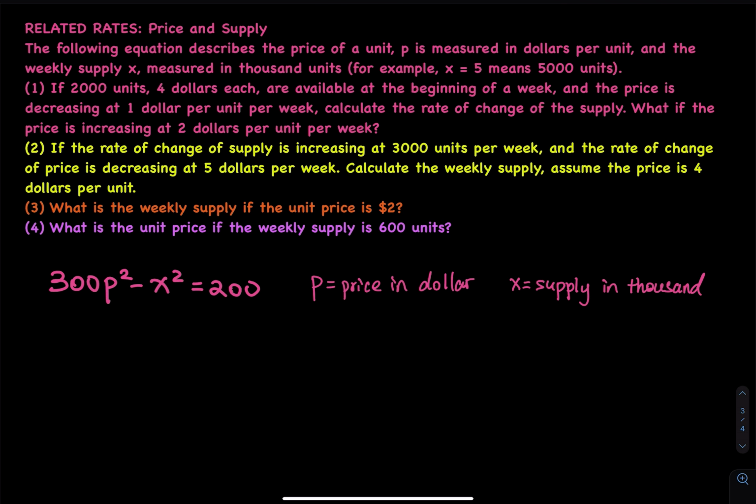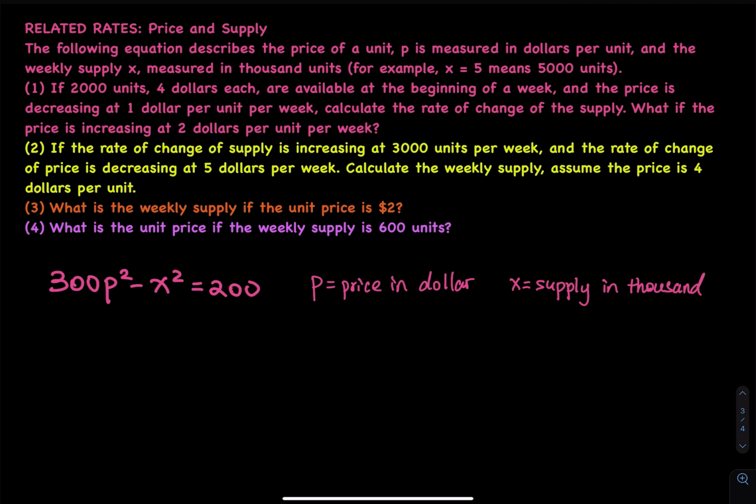Let's read the problem. The following equation describes the price of a unit. P is measured in dollars per unit, and the weekly supply x is measured in thousand units. So for example, x equals 5 means 5,000. So they mention two variables: P is the price in dollars, and x is the supply in thousands. And they also mention that the time is in weeks.